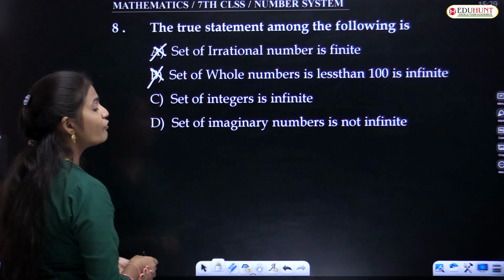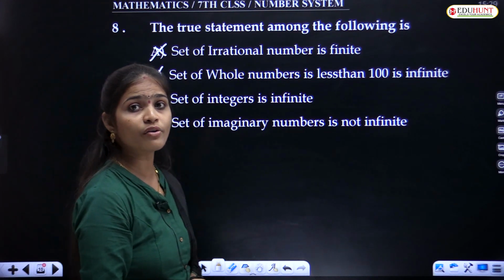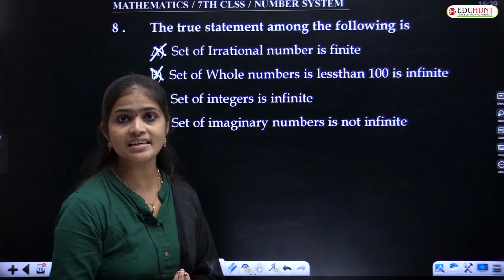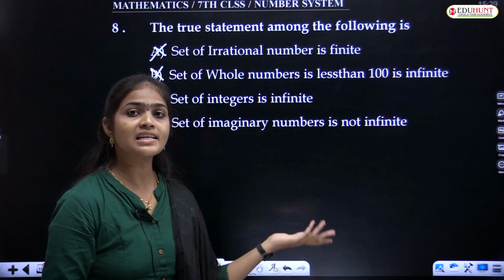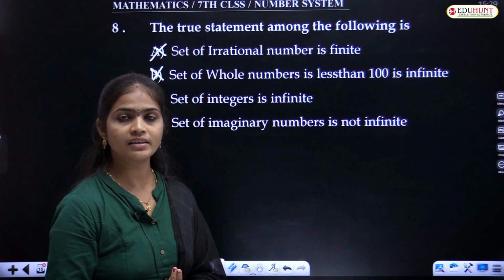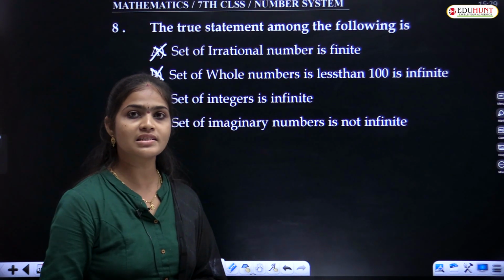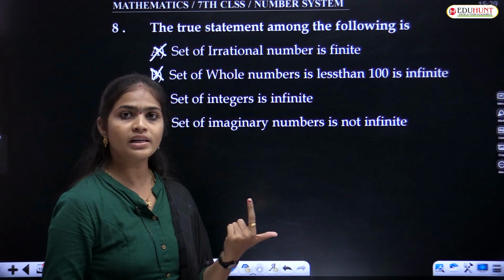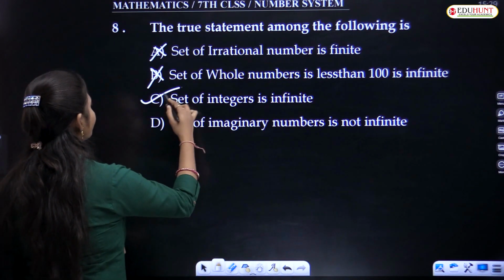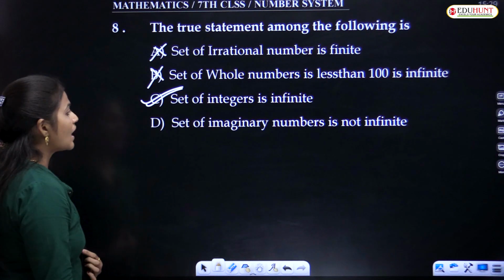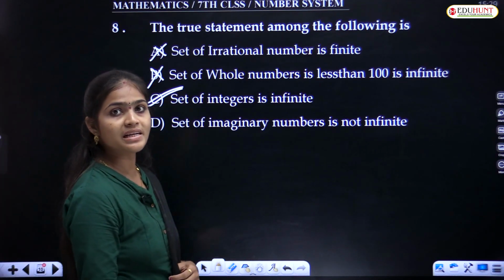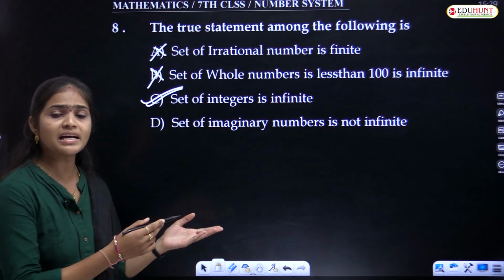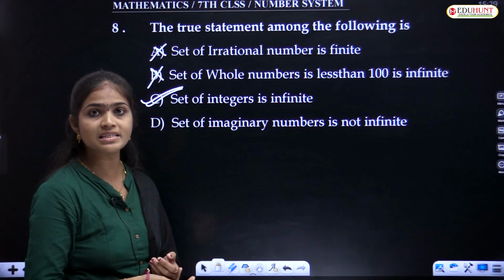Next, set of integers is infinite. Negative integers: which one is the greatest negative integer? -1. Smallest negative integer? Can't define. And the greatest positive integer does not exist. Smallest positive integer is 1. So integers we can say are infinite. Okay, and set of imaginary numbers is not infinite. The set of imaginary numbers also has infinitely many numbers.